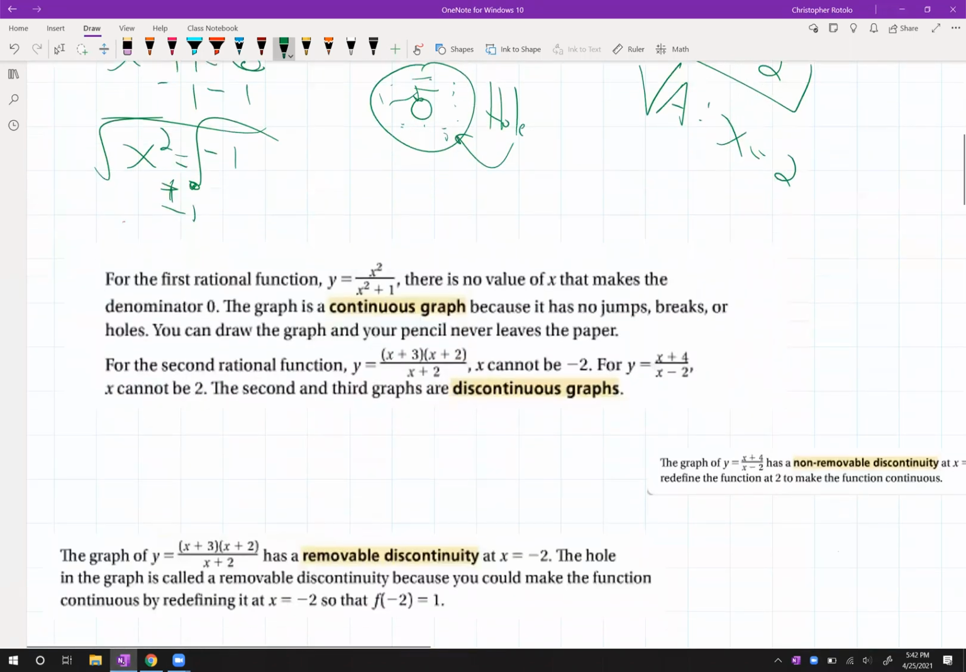So, a continuous graph means there are no jumps, breaks, or holes. That was the very first one, and that's because there are no x values and there's no domain restrictions here, no real number ones.